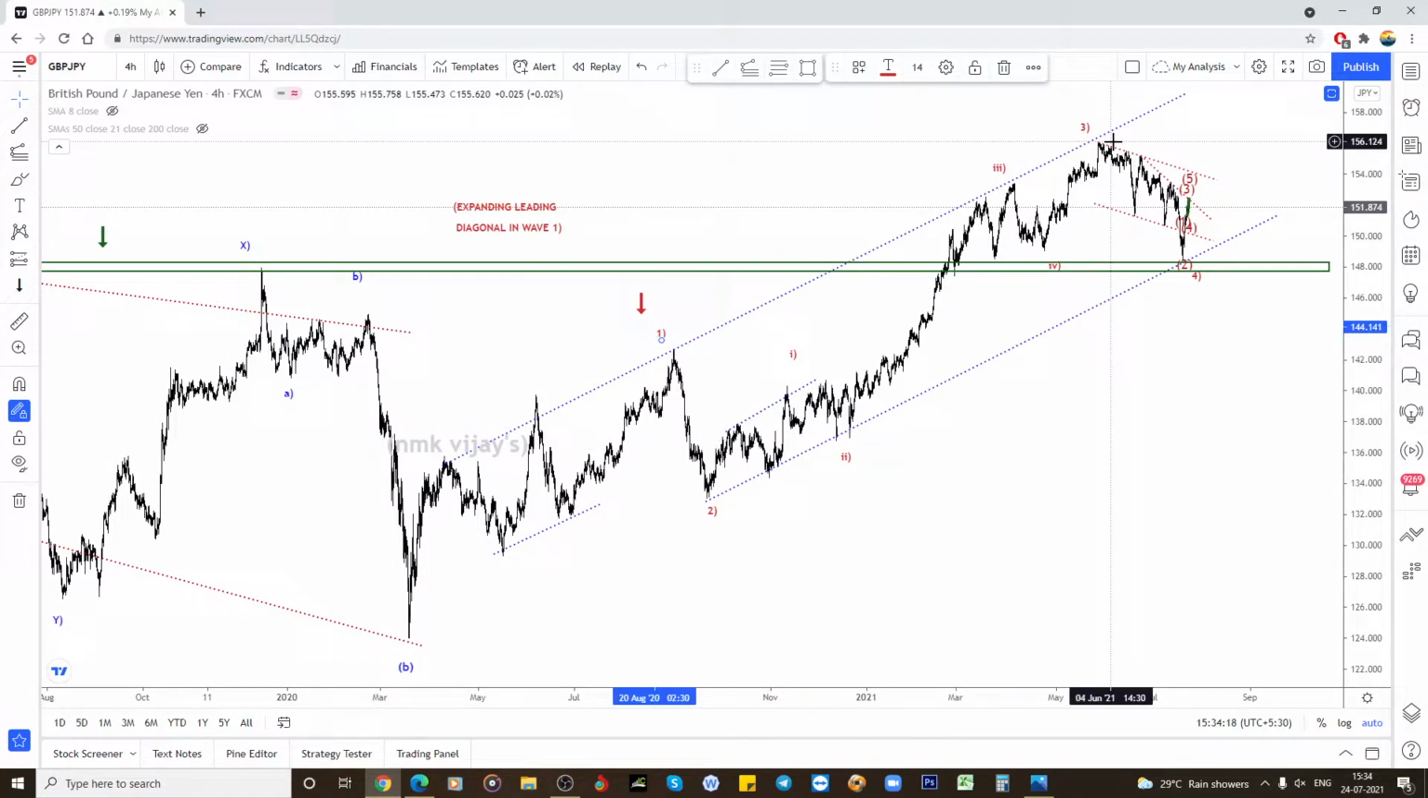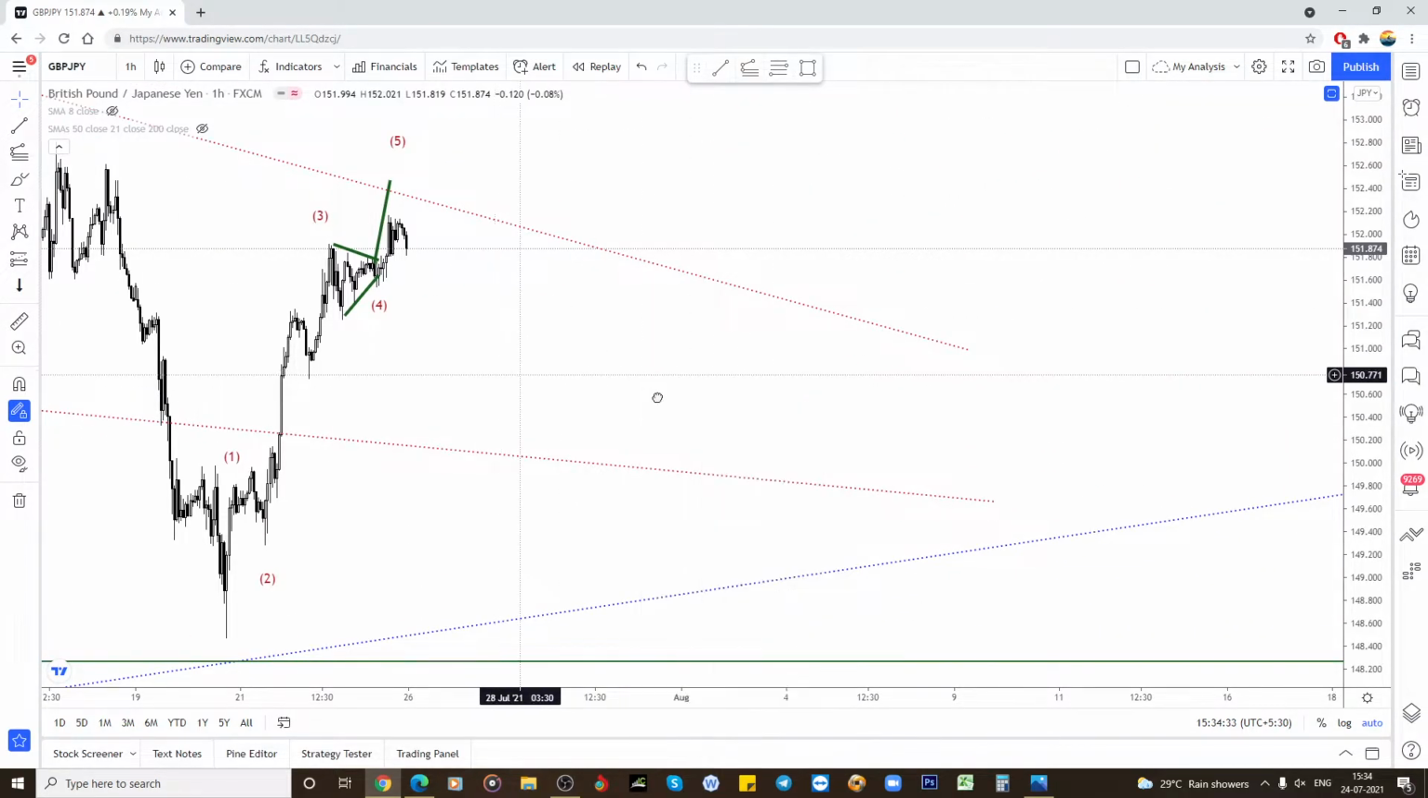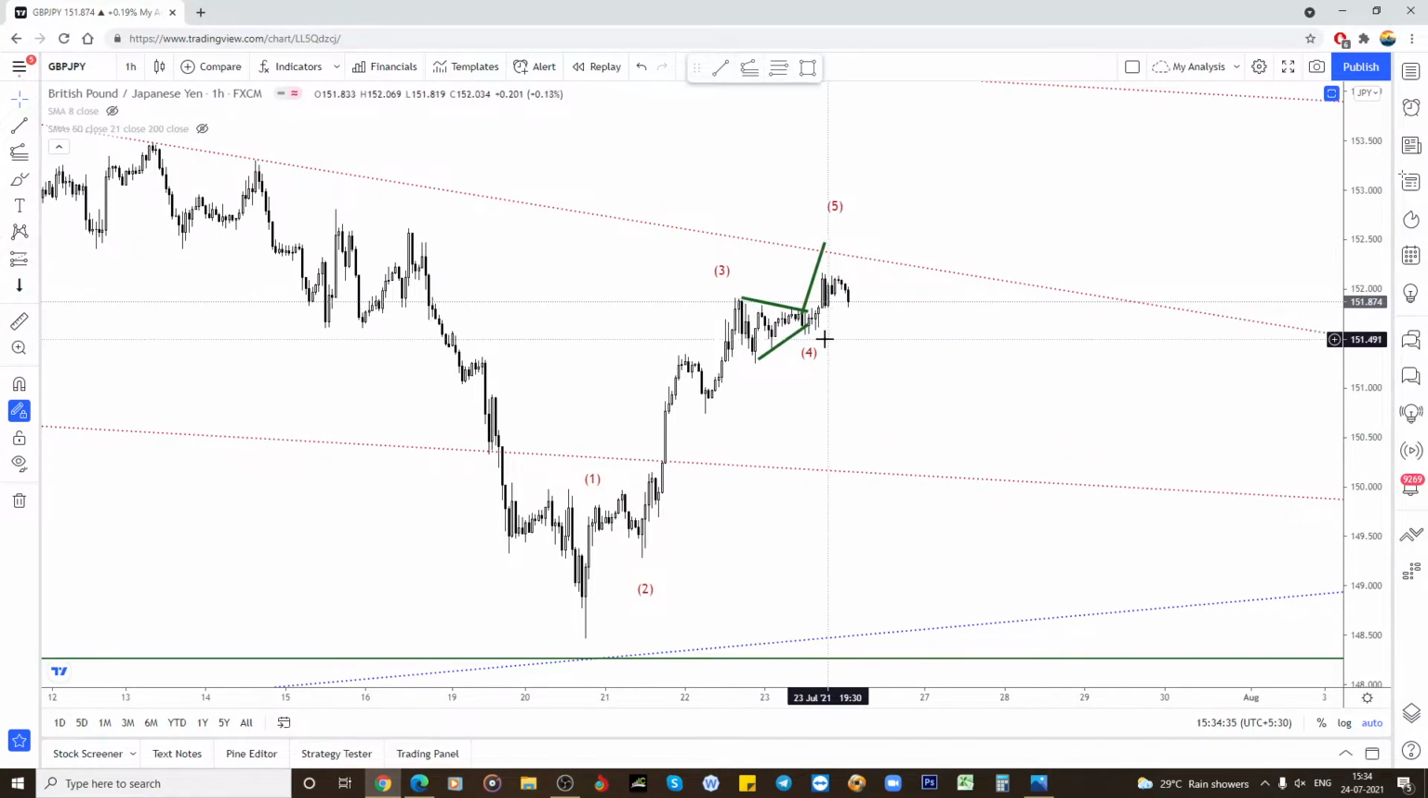So 1, 2, and 3 is completed, beyond that the 4th wave. Once the 4th wave, I am looking for the 5th wave to 157, which is my target here, making this as a stop loss. And if you look at that 1 hour chart also, it is a 5-wave structure, exactly the same as I have explained here. And to one of my students in the forum, I explained this is a 1, 2, 3, and I expected this as a triangle, and the 5th wave is going to complete here, and exactly it did.